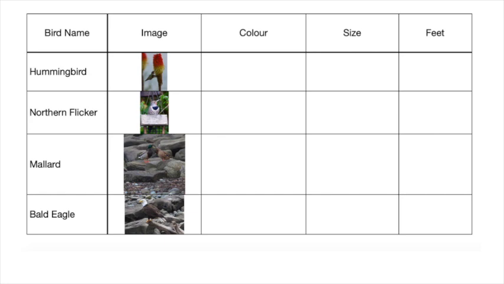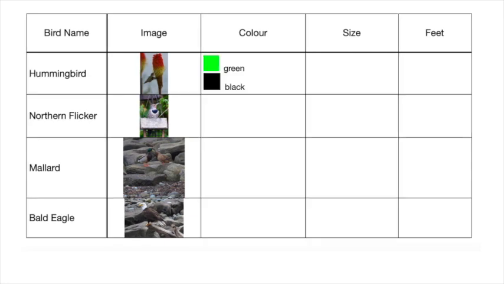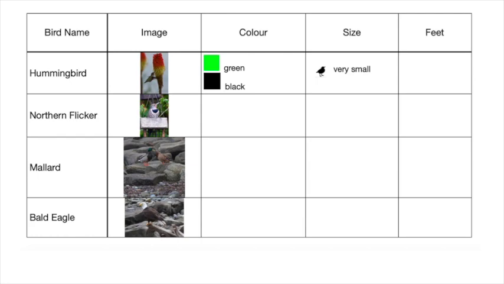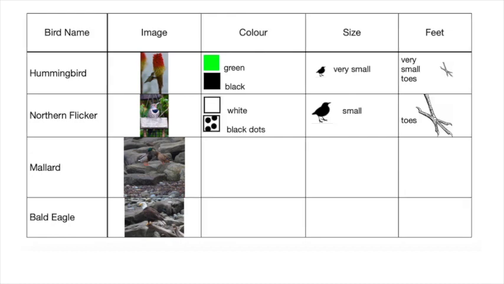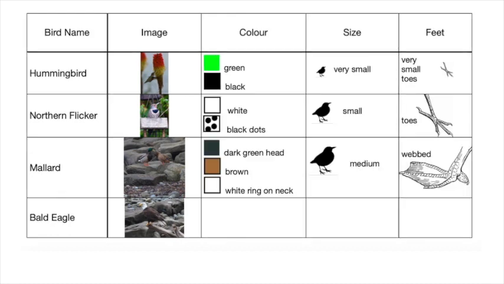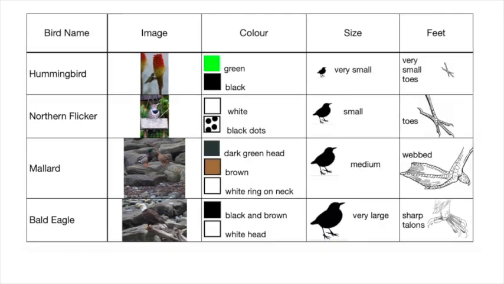Starting with the hummingbird, we notice the bright green body and the black wings. Remember that if there's more than one color, write as many as you can. For size, a bird doesn't get much smaller than a hummingbird, so we can draw a picture of a little bird or write very small. For the feet, it turns out they have toes on each foot. We can do the same thing for each of the other 3 birds.